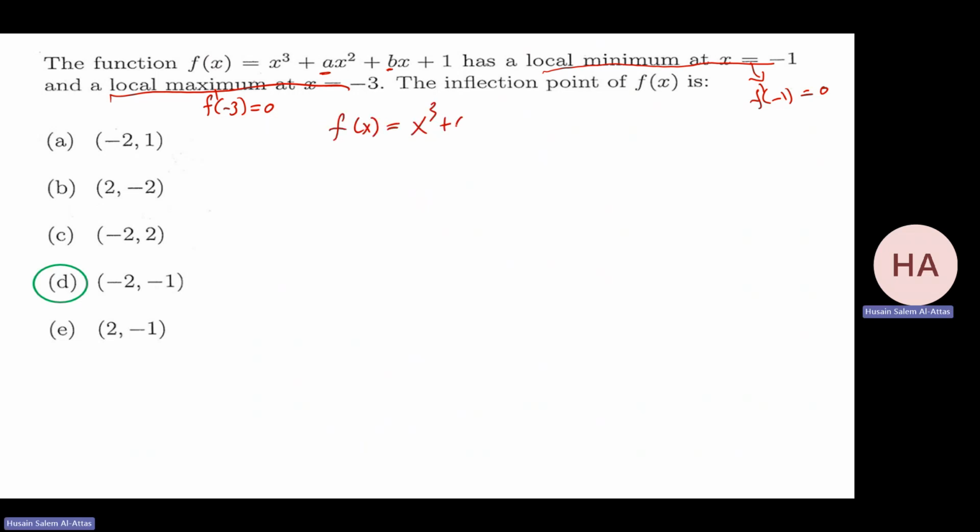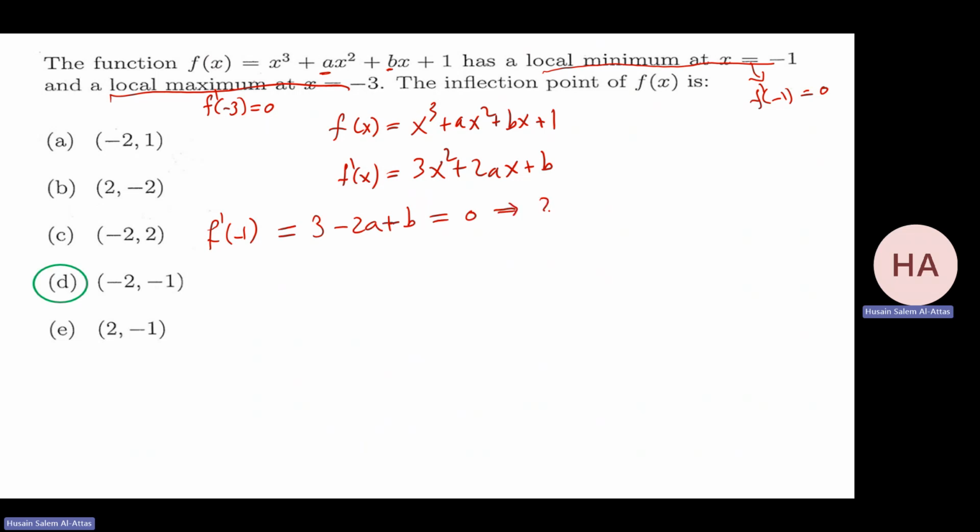Okay. Now we'll do f of x, x cubed plus a x squared plus b x plus 1. What will be f prime? It will be 3x squared plus 2ax plus b. Okay, now f prime at minus 1. That will be what? 3 minus 2a plus b. That should be equal to 0. That means 2a minus b equals 3. This is equation number 1.